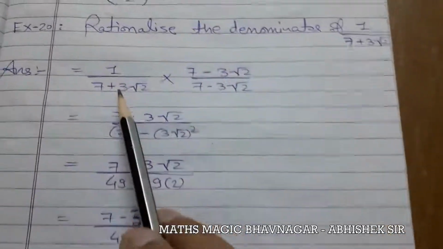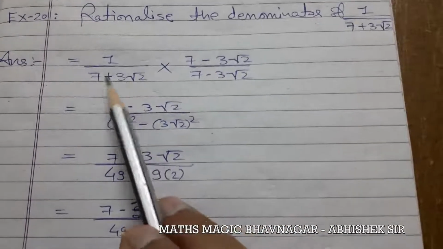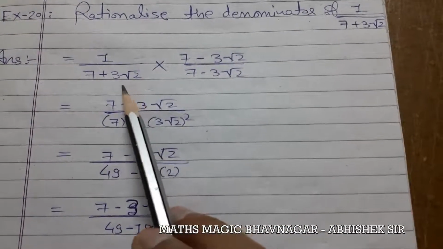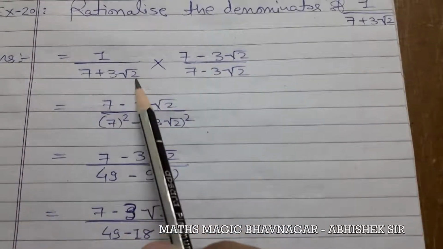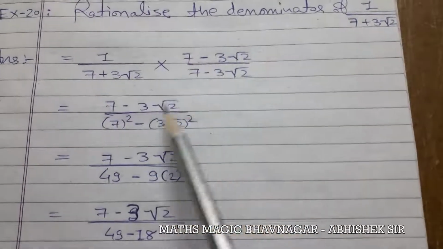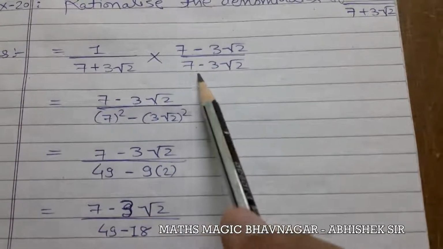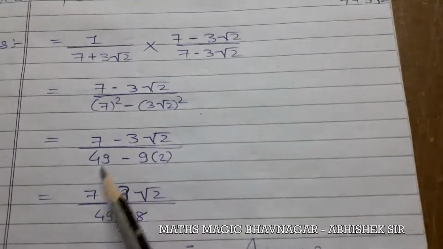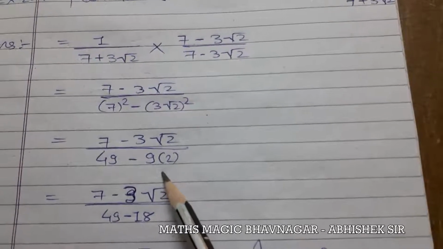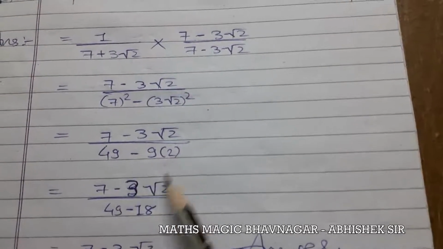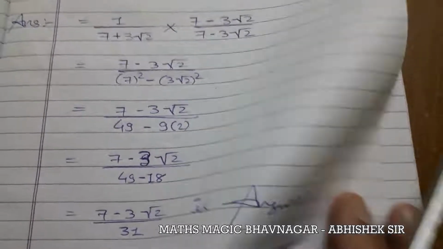And the last question: rationalize the denominator of 1 upon 7 plus 3 root 2. Here a plus sign is there, so we multiply by the minus sign, so we can use the formula (a plus b) into (a minus b) equals a square minus b square and remove the root from the denominator. So 1 into 7 minus 3 root 2 is 7 minus 3 root 2, and in the denominator it is 7 square minus (3 root 2) whole square. 7 sevens are 49, and 3 threes are 9, and root 2 into root 2 is 2, 9 twos are 18, so 49 minus 18 is 31. So 7 minus 3 root 2 upon 31 is the answer.